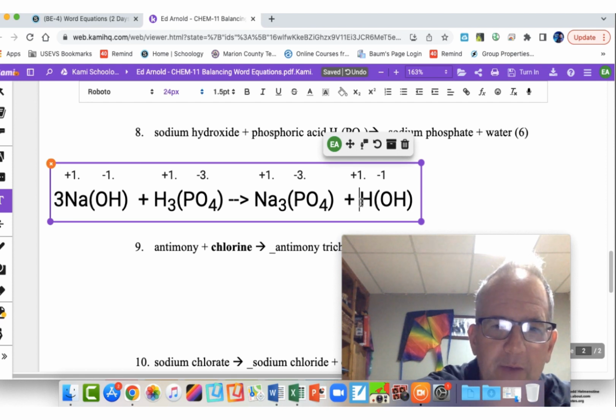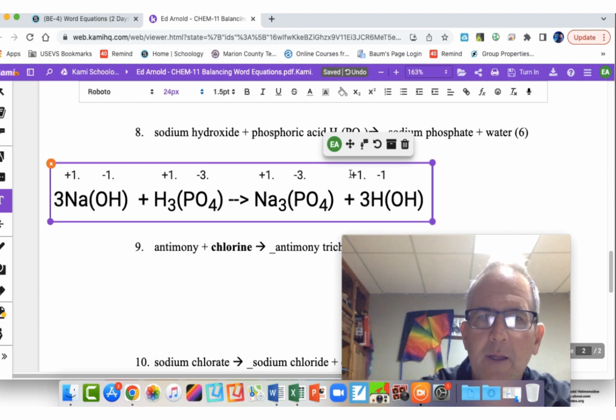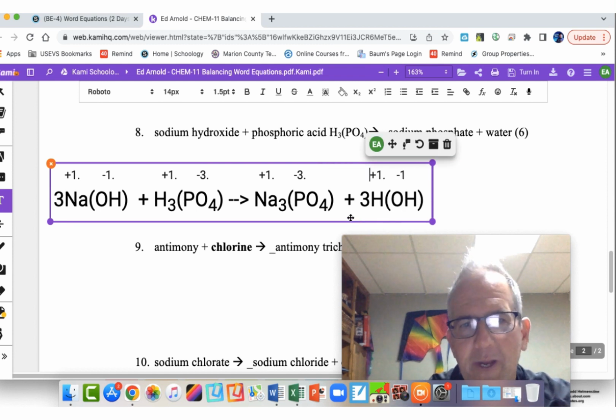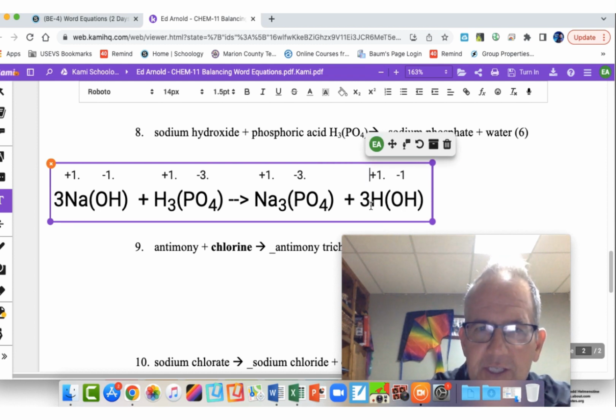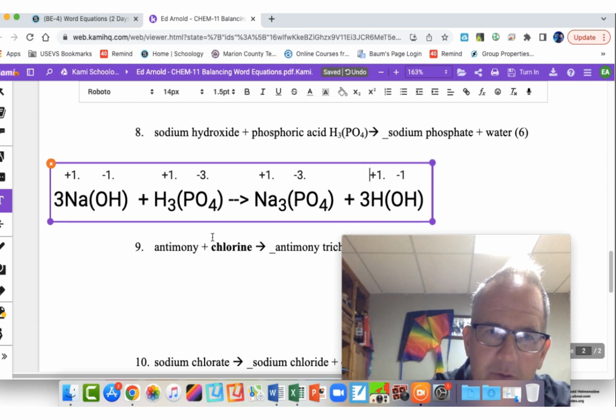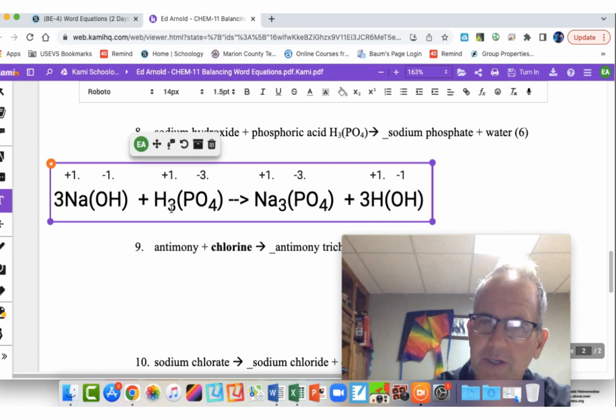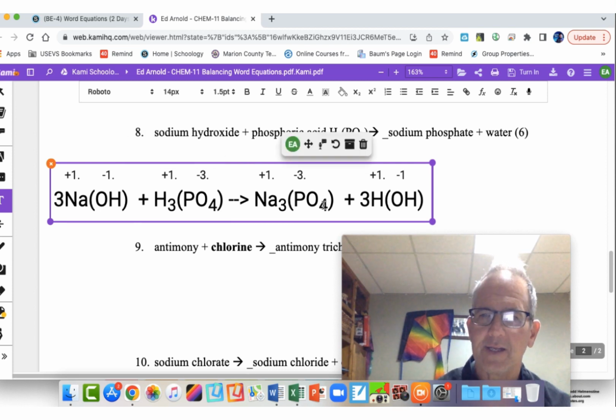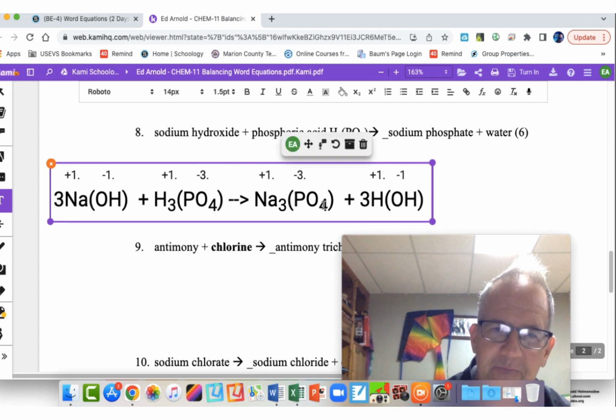By putting a 3 in front of the HOH, I fixed the OHs, but I accidentally messed up the H's. Now I have 3 H's over here. I better check the other side. And I go over here and I look, and I'm like, oh my gosh, I already have 3 H's. So that's good. And then I have 1 PO4 and 1 PO4, and I'm done, and everything's balanced out nice and pretty. All right. That will leave you 4 left.